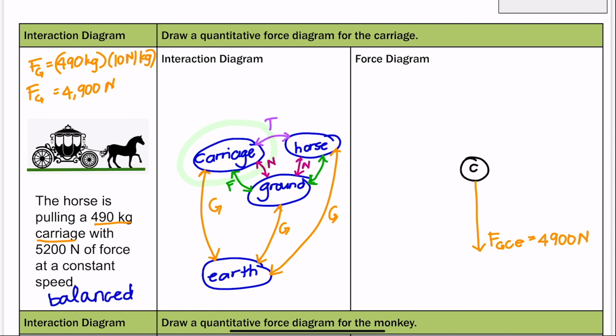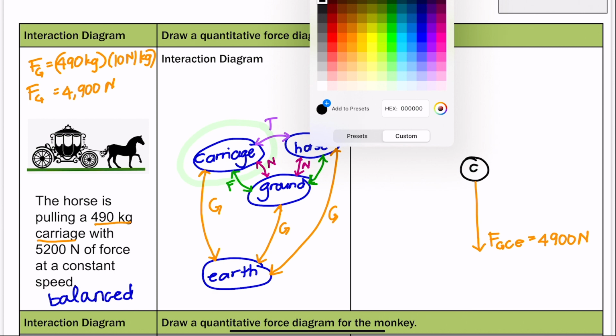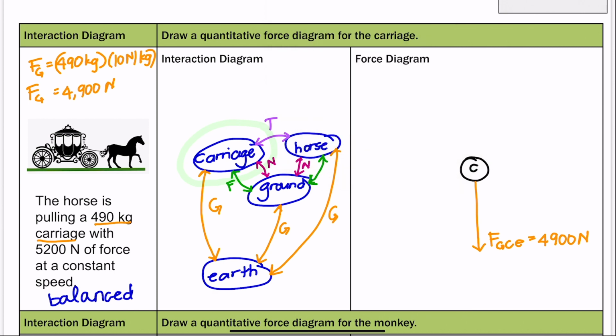All right, and now we have a normal force with the ground. So the ground is pushing up on the carriage, and it's pushing up with 4,900 newtons of force as well. There isn't additional forces acting on the carriage in the up or down direction. Right? And we have this tension force.